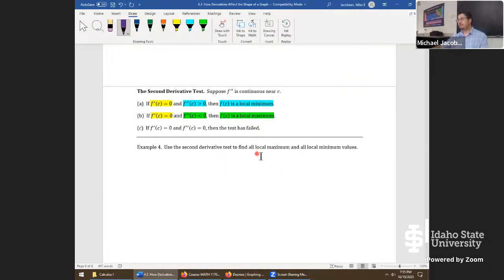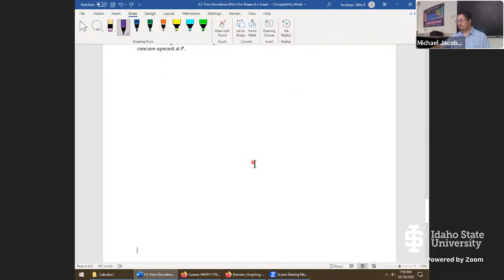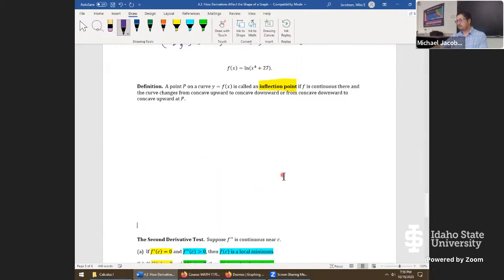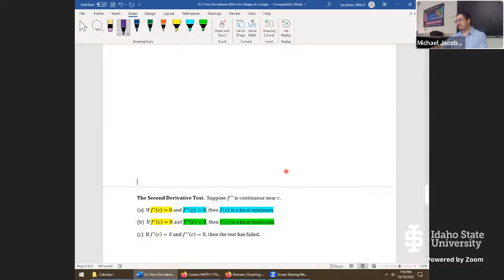So that's what we're going to do right down below here. Use a second derivative test to find all local maximums and local minimum values. Oh, that's what I was deleting over here. I thought I deleted something else. Sorry, let me get this back in line.